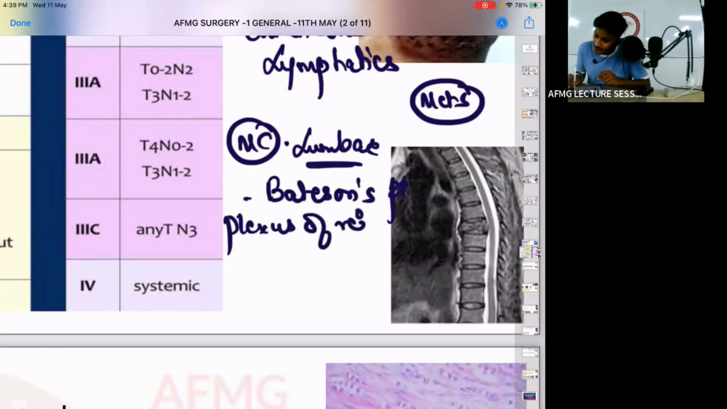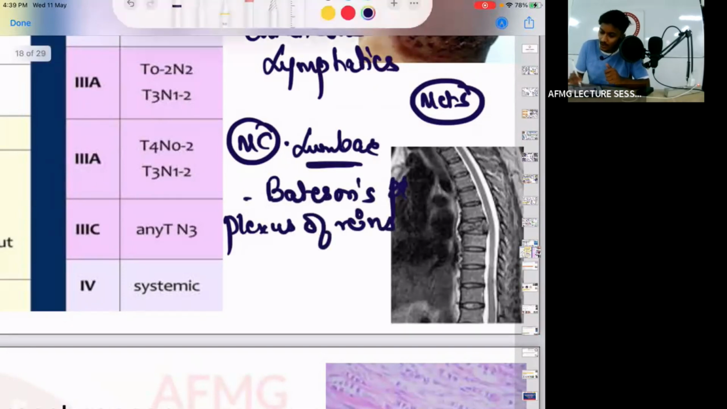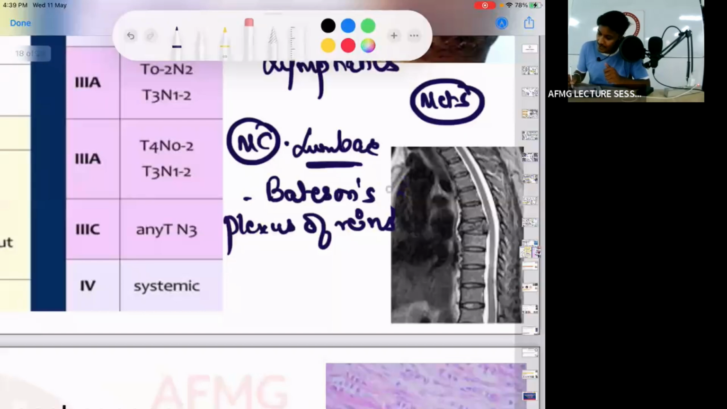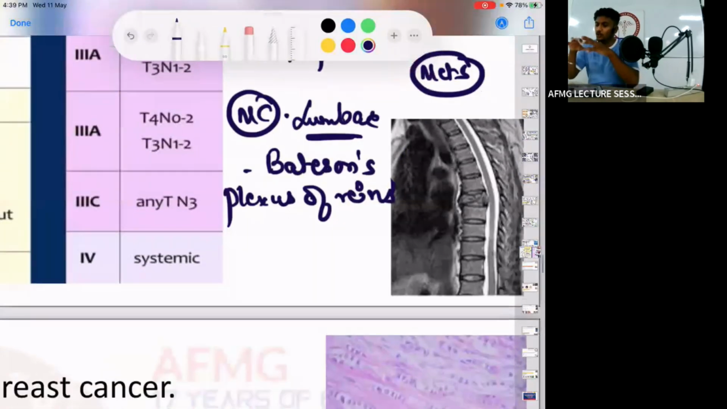Two cancers metastasize to the vertebra via Batson's plexus of veins. First is breast cancer, and second, in males, prostate cancer. In breast, the lumbar vertebra is usually the most common site of metastasis. The hematogenous route of spread is via Batson's plexus of veins.